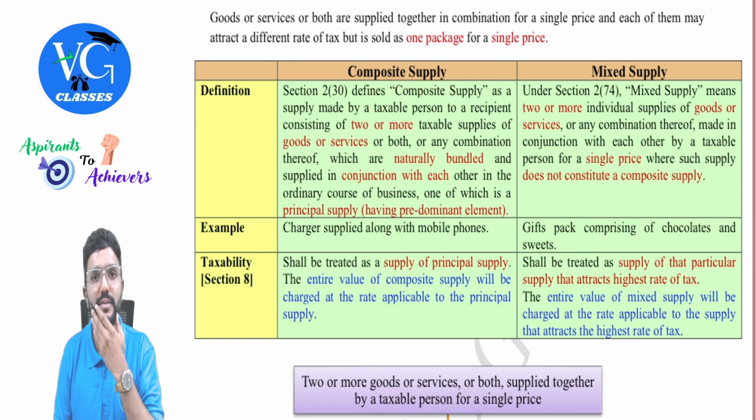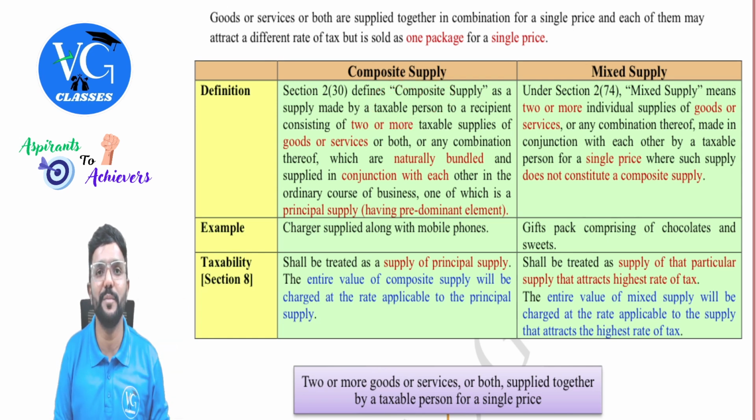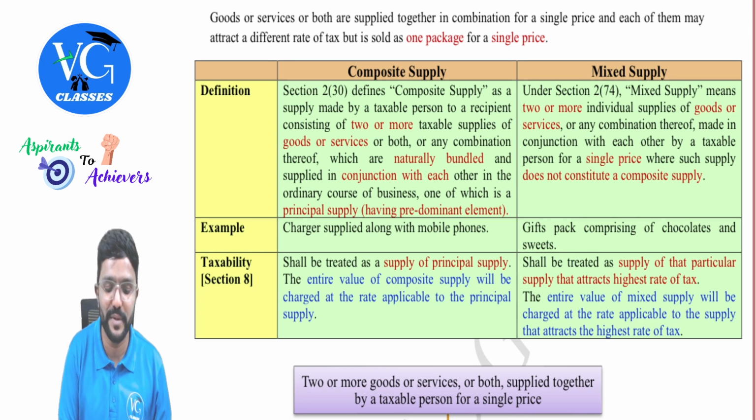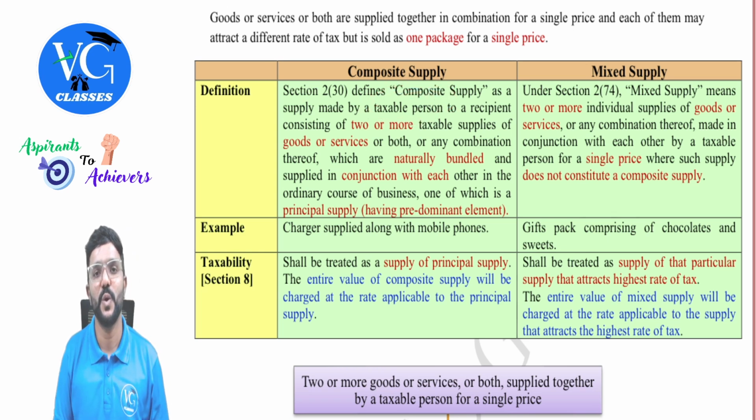Yes. Last one. My turnover has crossed the threshold limit. I am supposed to get registered, but still I have not applied for registration. Am I treated as a taxable person? Yes. When I am liable but still have not obtained registration, I will still be treated as a taxable person, guys.